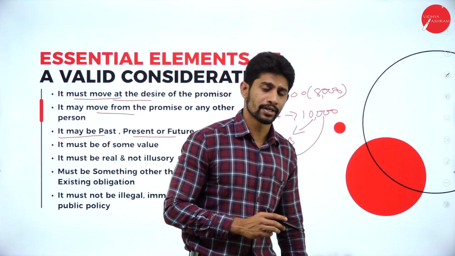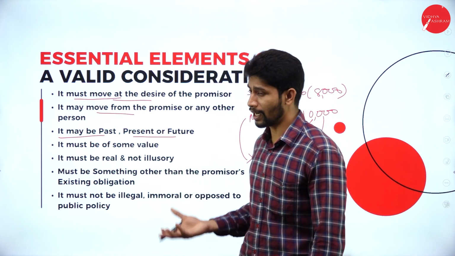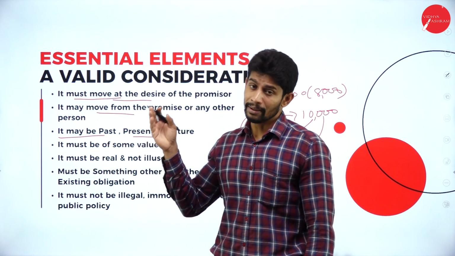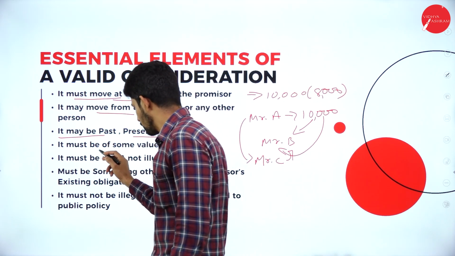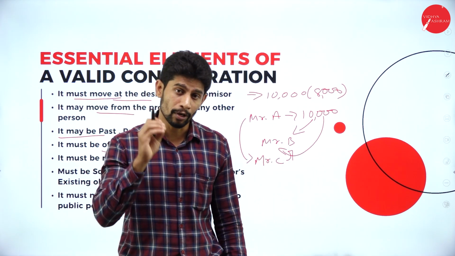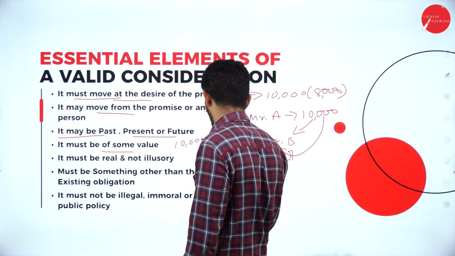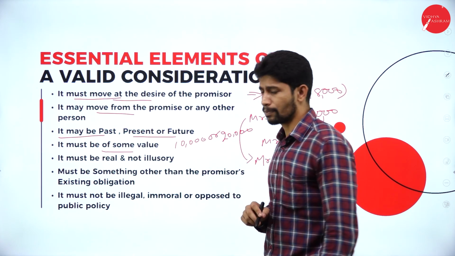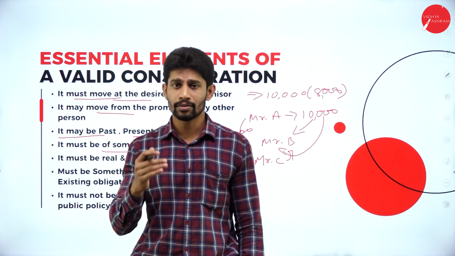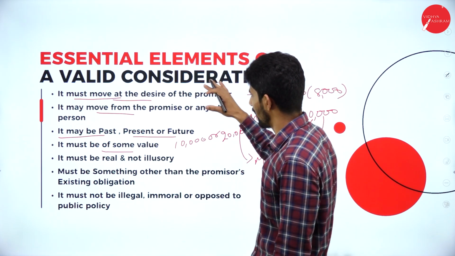It may be past, present or future. Yes, the consideration may be past, present or future. The consideration may be promised in the past, or paid in the future, or paid at the present. But it may be past, present or future, and the consideration should be there. It must be of some value. You can't just say, okay, I'll be giving this property to you. The property should be valued at cost, like you should sell it for 10,000 or 20,000. It must be real and not illusory. The consideration must be real and valued. Then only will it be considered a valid consideration.